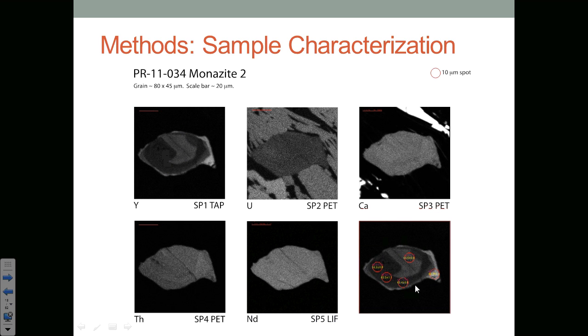And so this shows where we actually put the spots down, and you can get a sense of the size of the spot. These are 10 micron spots on this screen. So we use that X-ray map to guide our analysis, trying to capture different zones where the chemistry changes or where the age might change.